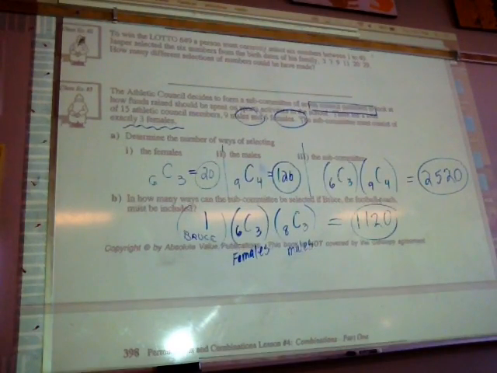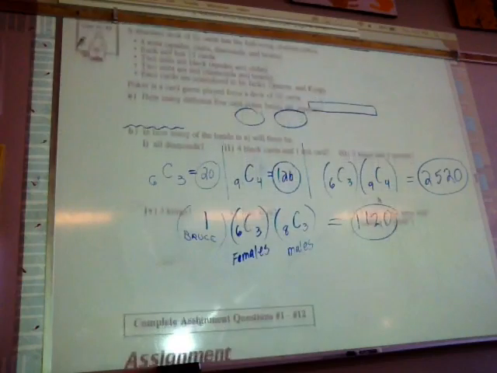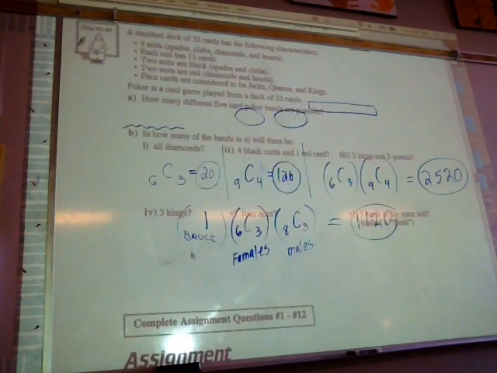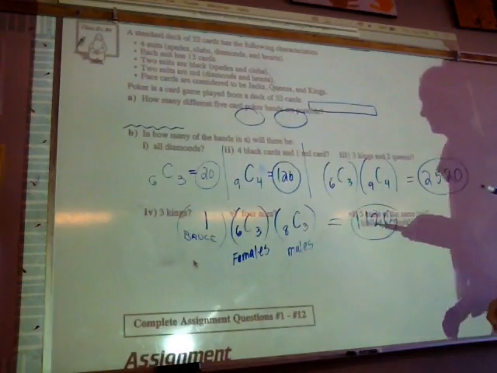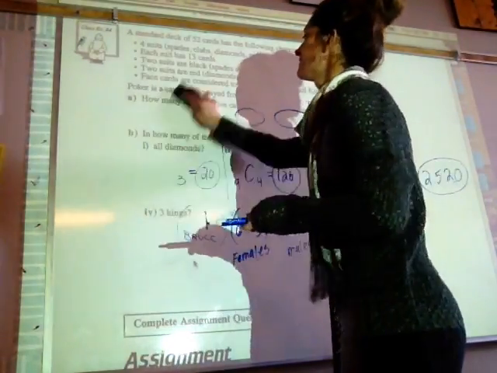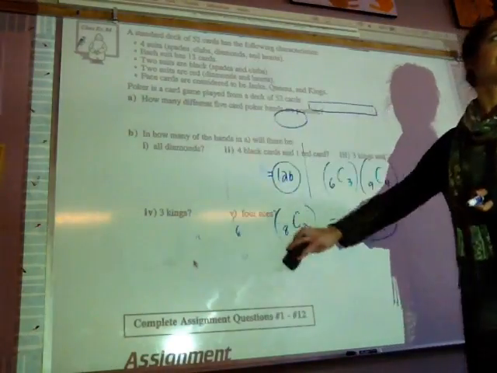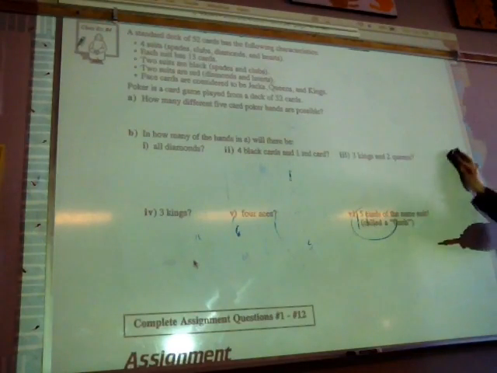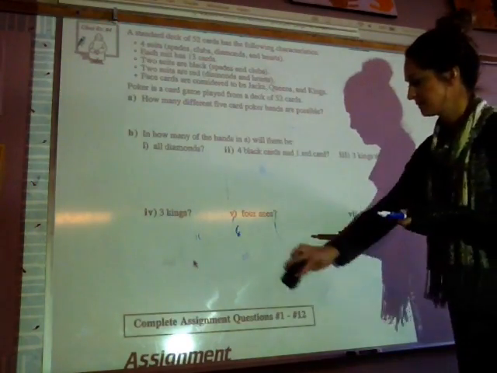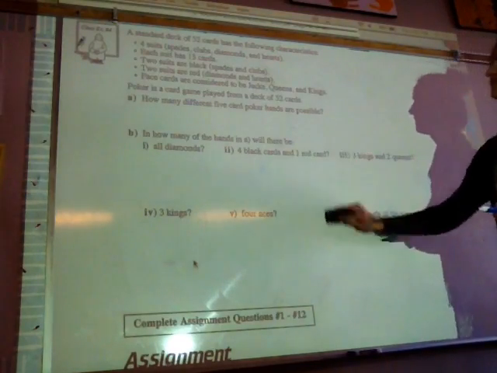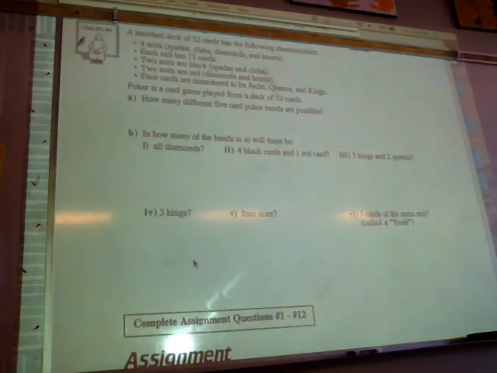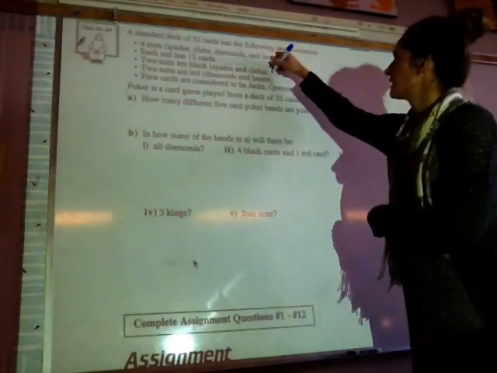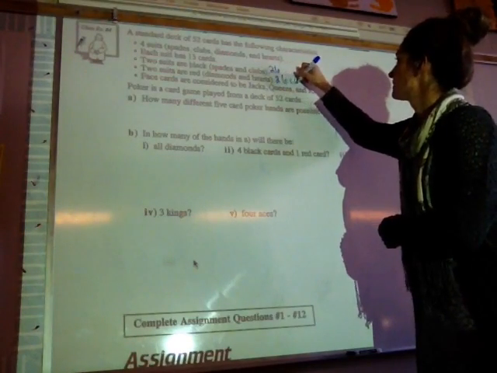Alright, do we have any card players out there? Any card players? I play cards. My family plays all the time. So we know that there's 52 cards in a deck. And we know that there's 4 suits, diamonds, hearts, clubs, and spades. Each suit has 13 cards. We have 2 suits which are black, 2 suits which are red, so that makes up 26 cards and 26 cards.